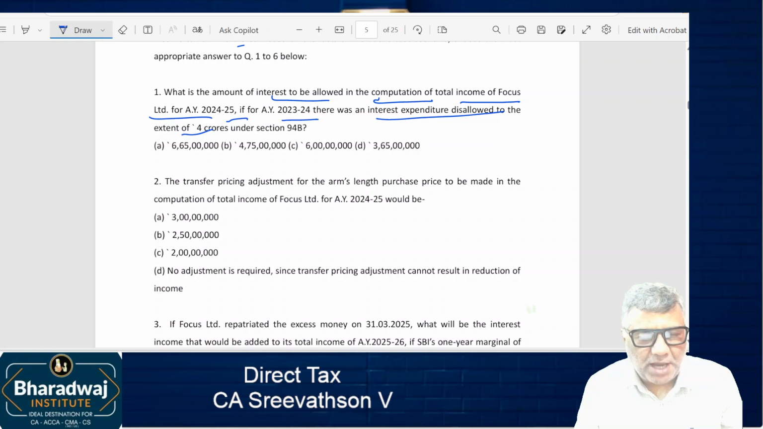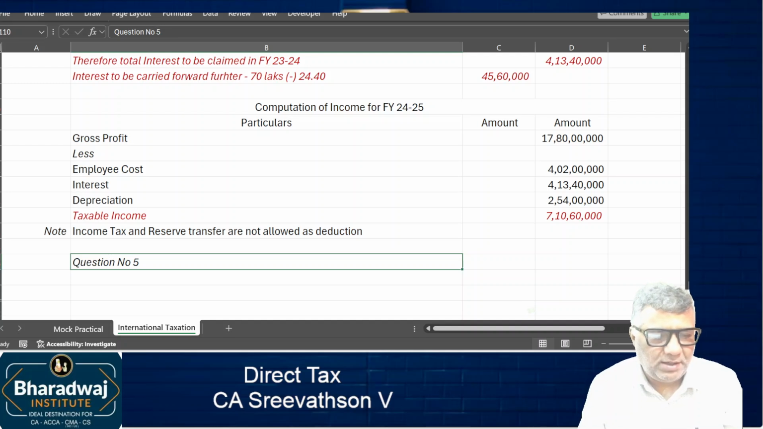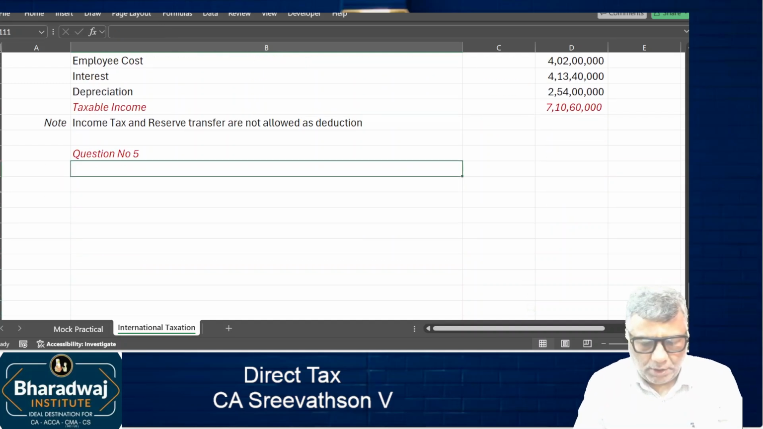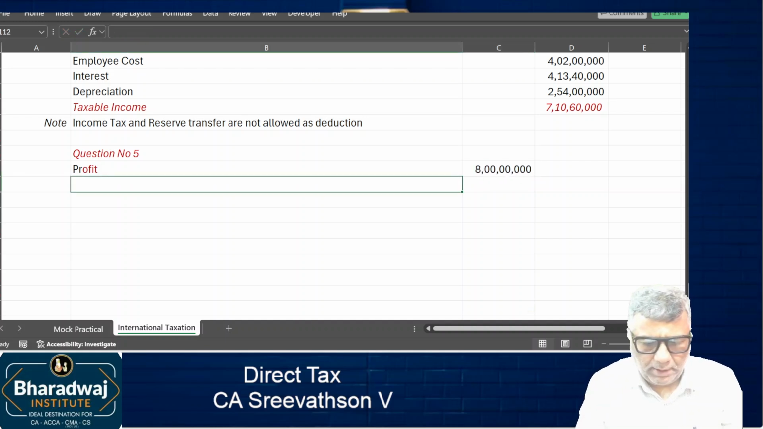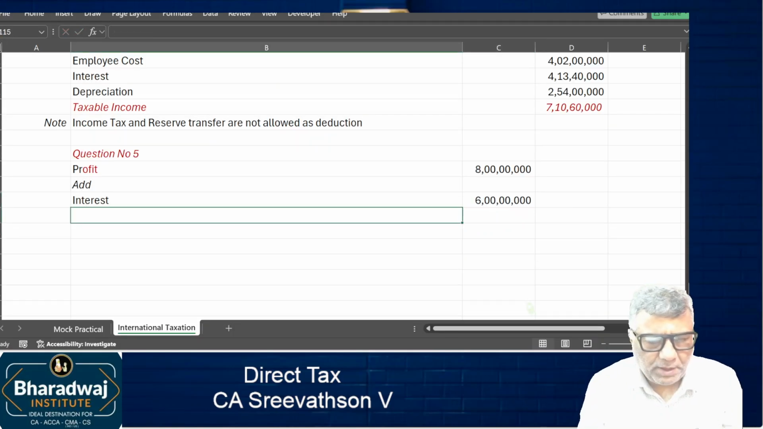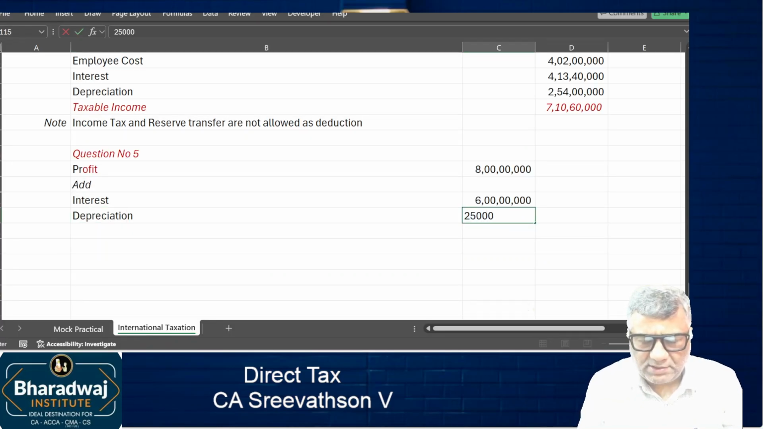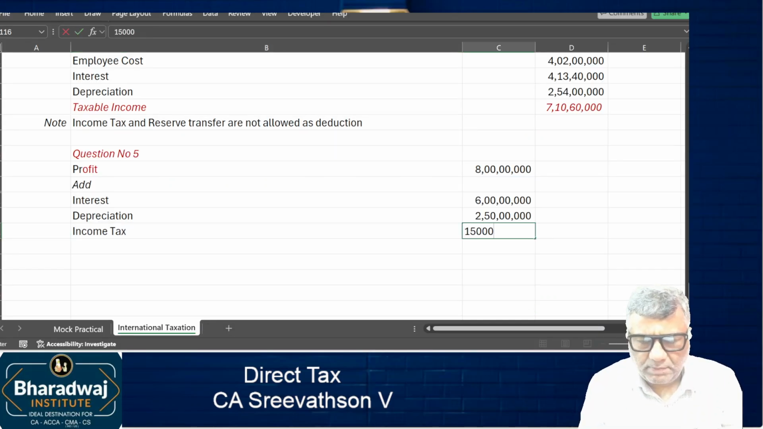In exam, you will not take so much time. You will do it as a rough calculation, but here I am also working on a rough basis, but a little wherever needed. Okay. Profit is 8 crores. They are absolute values only they are working. And interest is 6 crores. Okay. 6 crores. Depreciation is 2 crore 50 lakhs. Okay. Income taxes 1 crore 50 lakhs.